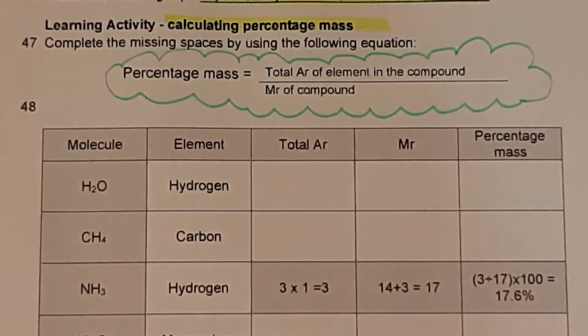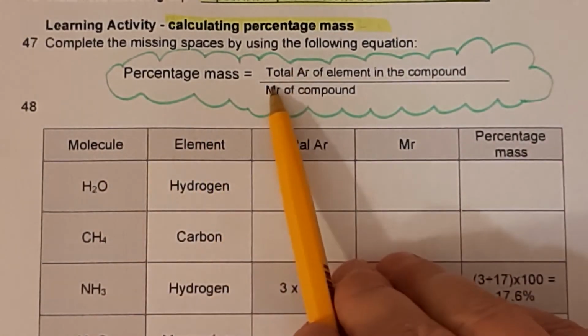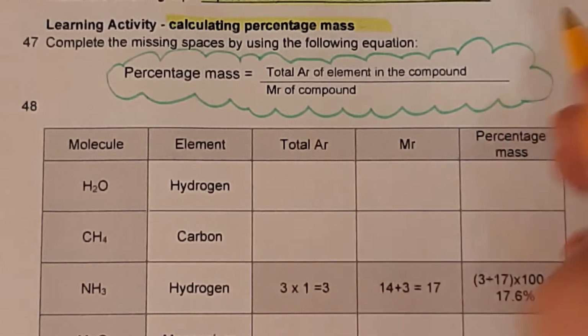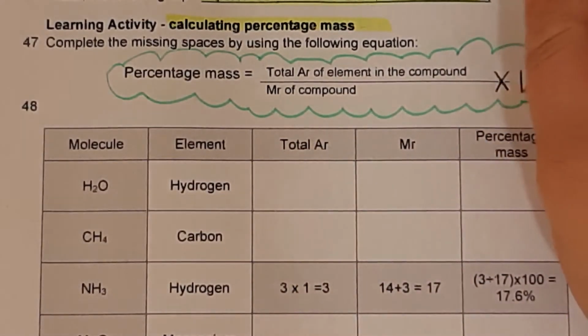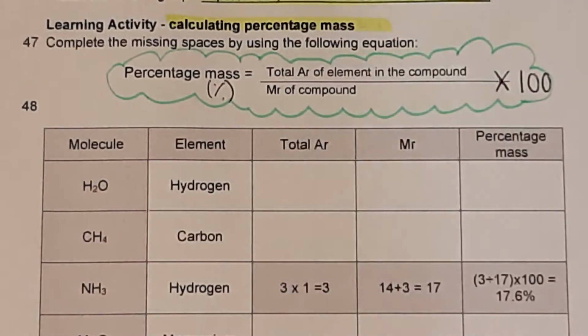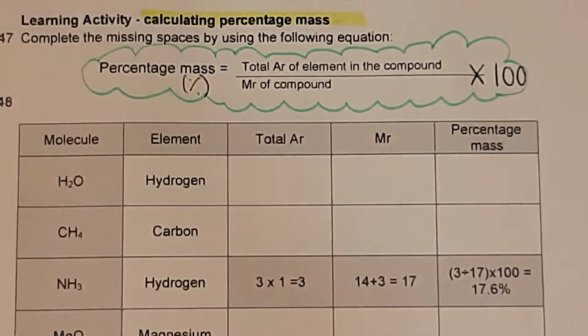So we're going to be calculating some percentage mass now, and the idea here is we're going to complete the missing spaces using the following equation. Well, unfortunately the equation's not quite perfect. So percentage mass is equal to the total AR of the element in the compound divided by the MR of the compound times 100, which gives you a percentage. Okay, so let's do the amount of hydrogen in water, H2O, and we'll do that together.